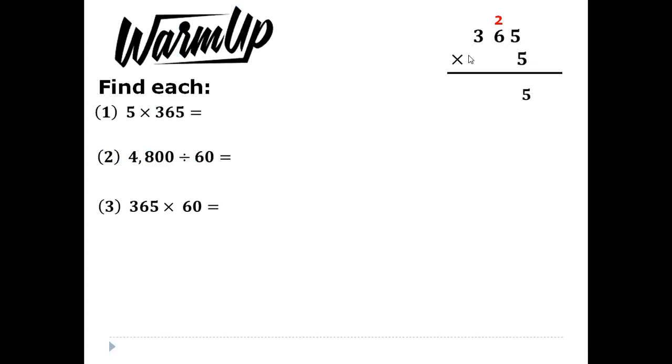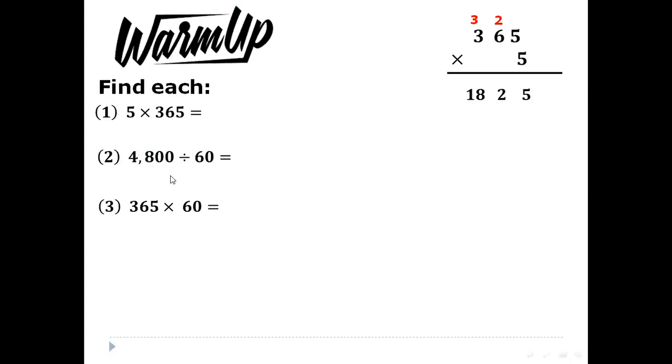Now 5 times 6 is 30, plus the 2 is 32. So this is it, 32. Now 5 times 3 is 15. 15 plus 3 is 18. So that is our answer, 1825.